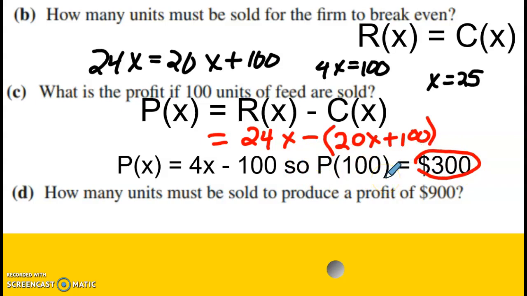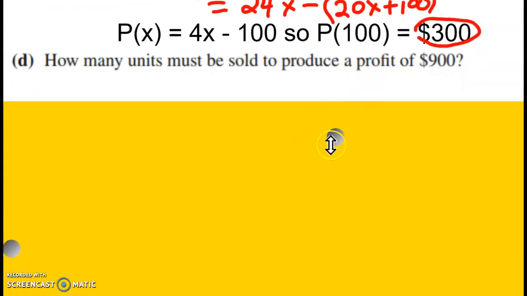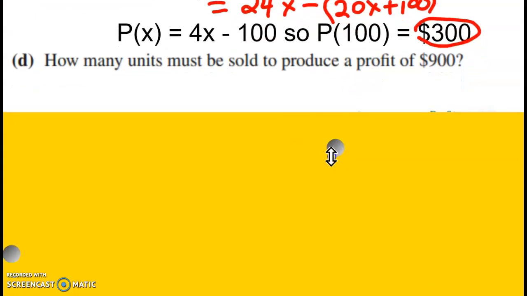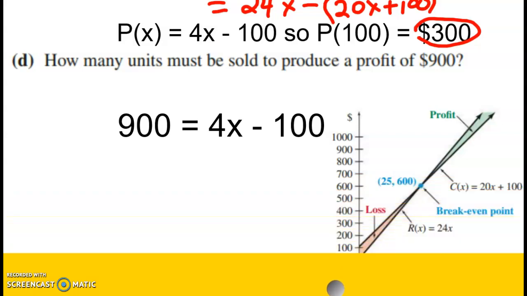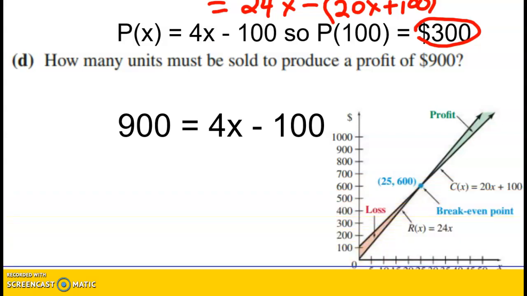Okay? How many units must be sold in order to produce a profit then of 900? Well, then 900 is what I want to put in for P of x. So 900 equals 4x minus 100. I'll add 100 to 900 and get 1,000, divided by 4. It looks like we get 250. So if I want a profit of $900, I better sell 250 units.